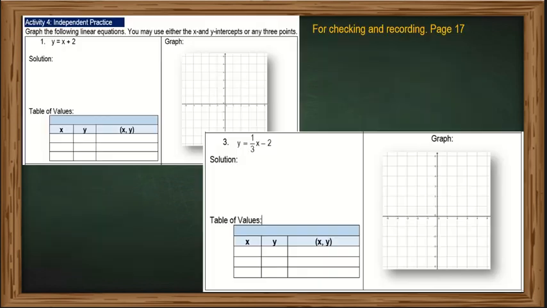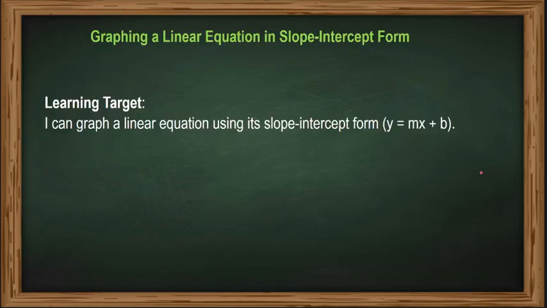Now for checking and recording, you're going to answer activity number 4, independent practice on page 17. Do not forget to upload this one in our LMS. Now let us go back to our learning target. Reflect on this. I can graph a linear equation using its slope-intercept form y is equal to mx plus b. If your answer is yes, you can confidently graph a linear equation using its slope-intercept form, then congratulations. If not, replay this video and try the skills practice again.